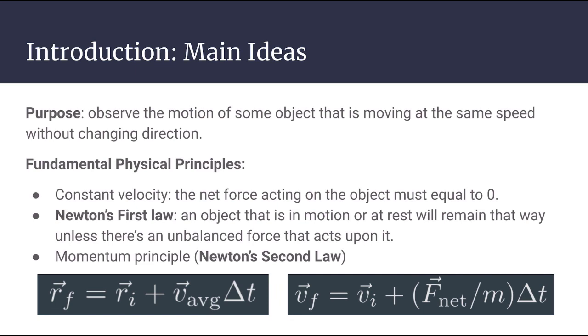For an object to be at constant velocity, the net force acting upon the object must equate to zero. This means that all forces acting on the object cancel out and the system is at equilibrium, resulting in constant velocity motion. These formulas listed on the slide, derived from Newton's second law, will be used in this lab to predict the position and velocity of our object at a future time in our computational model.